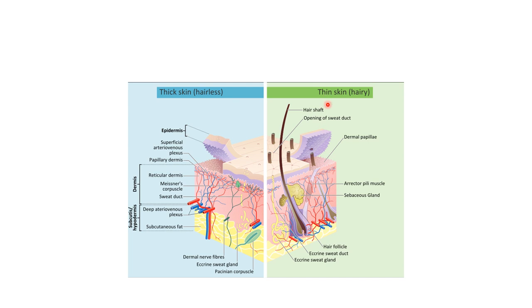Here in thin skin, in the epidermis, you can see the hair shafts. In the dermis, you can appreciate the hair follicle, the sebaceous gland, and the erector pili muscles. Hypodermis is almost the same in both except for the thickness: thick in thick skin and thin in thin skin. Sweat glands are present in both. So thick skin basically covers our palms and soles, and thin skin covers the rest of the body.